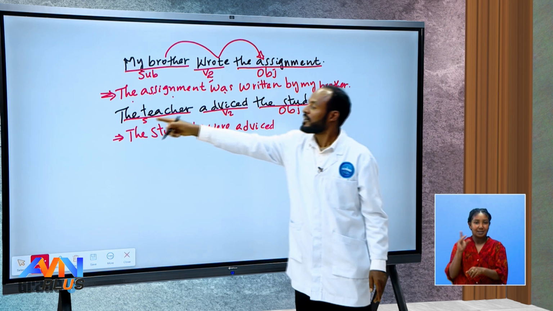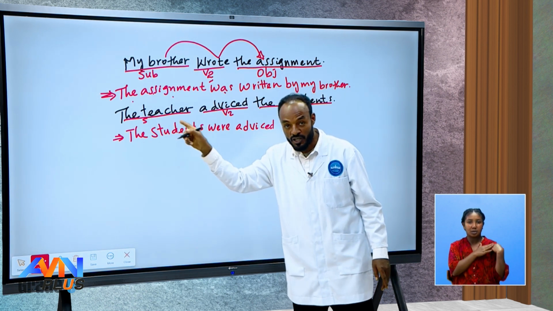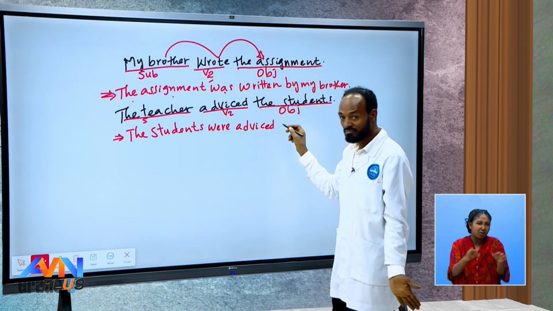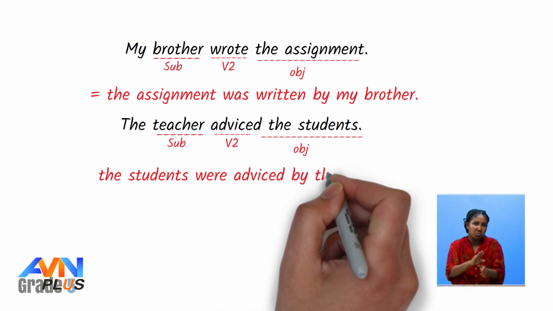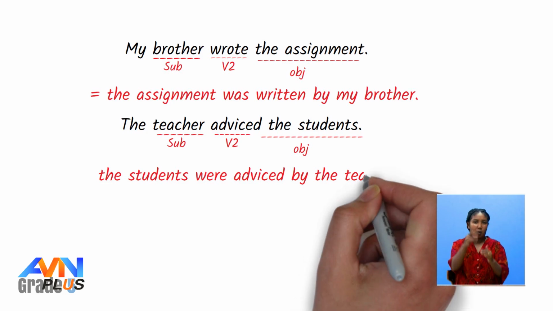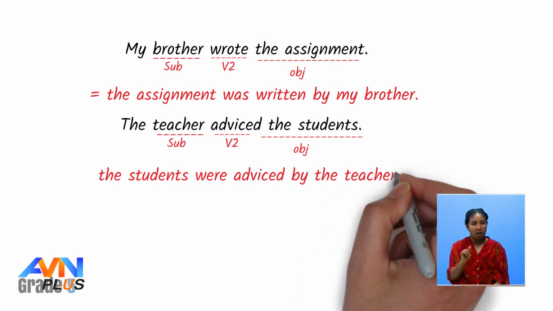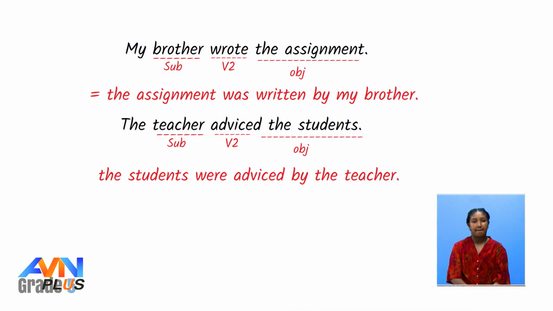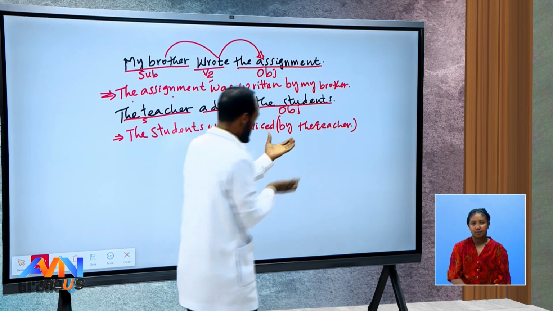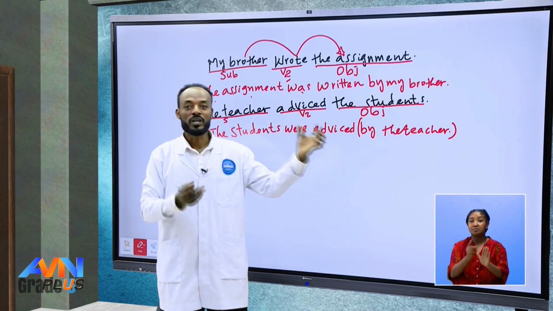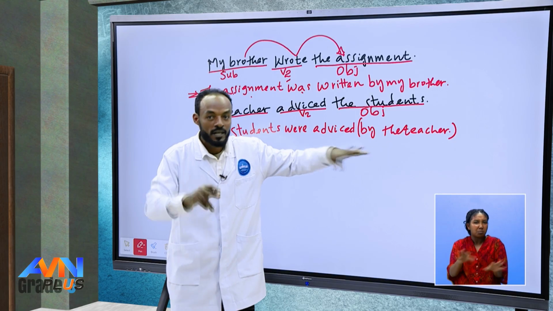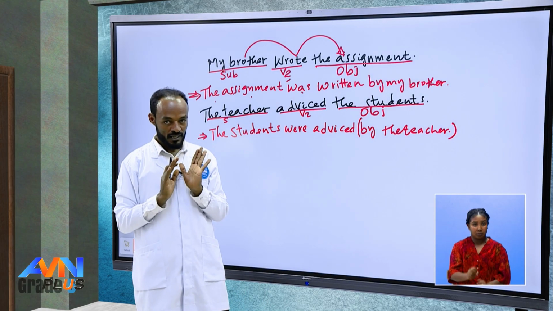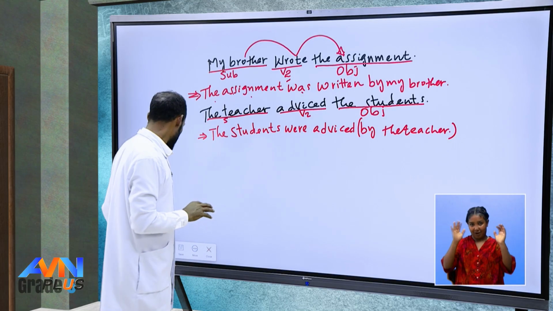Advised. The subject is the teacher. Is it important? If important, you can use the by structure. As optional, we can say here by the teacher. Look, this indicates that if necessary, you can use it. If it is not necessary, you can leave it. Okay? Bravo.